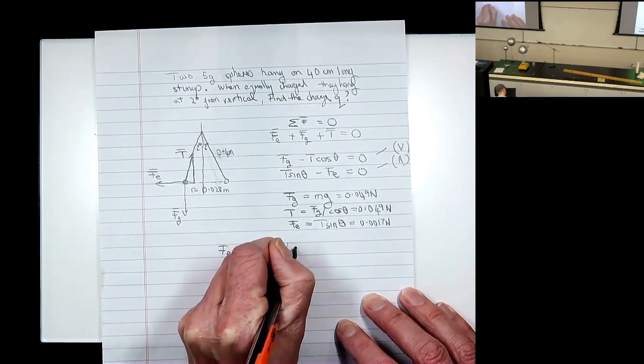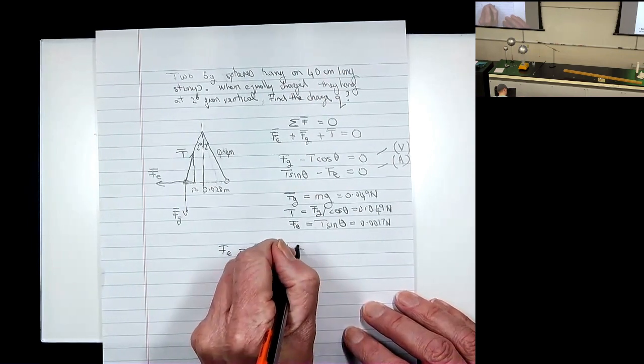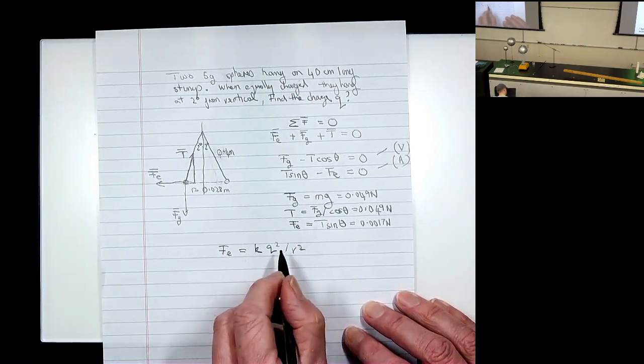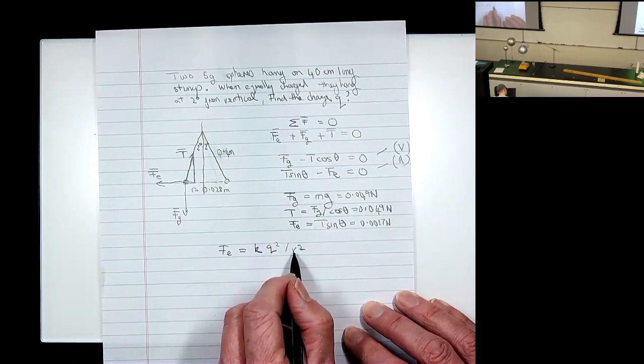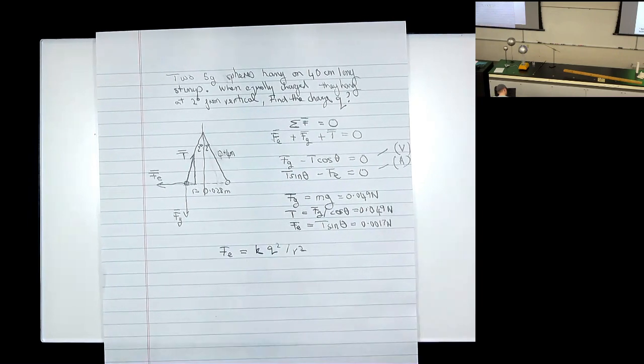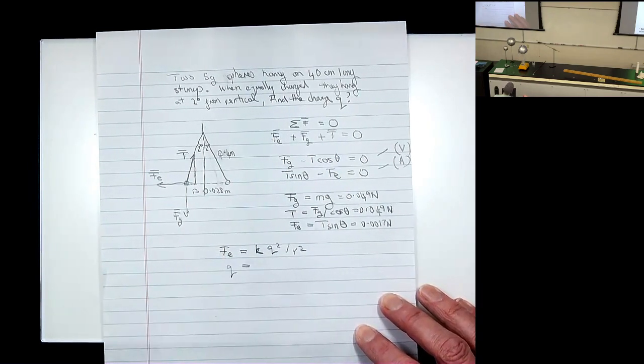Coulomb's law says that the force between the two charges is the Coulomb constant K times the product of the charges, so that'd be Q squared here, divided by the square of the distance between them. That's R squared here. If you look at that equation, the only number in that equation that you don't know is Q. It is the charge. That's the quantity we want to figure out. And so I'm going to rearrange this equation for Q.